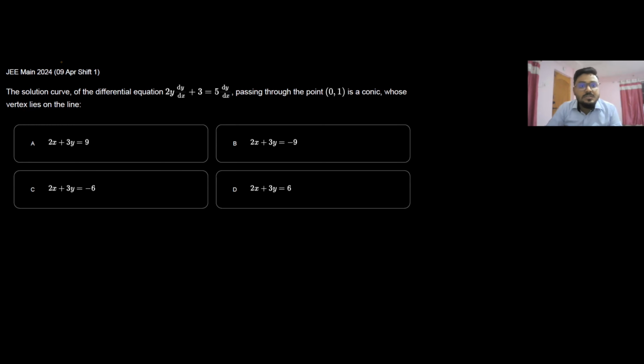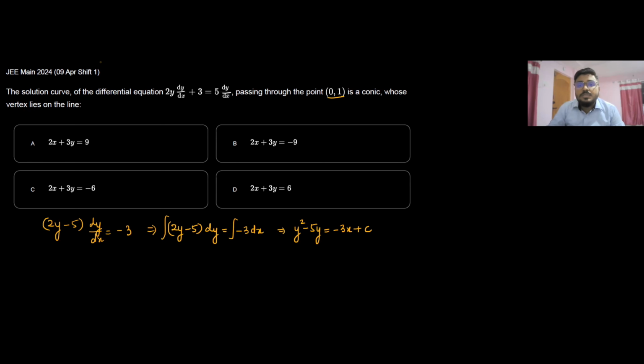So here the first question, the differential equation is 2y dy by dx plus 3. Let's try to solve this. Shifting the dy by dx terms to the left, we get (2y minus 5) times dy by dx equal to minus 3. So it is based on variable separable. So we can write this as (2y minus 5) dy equal to minus 3 dx. Now if we integrate on both sides, this is y square minus 5y equal to minus 3x plus c.